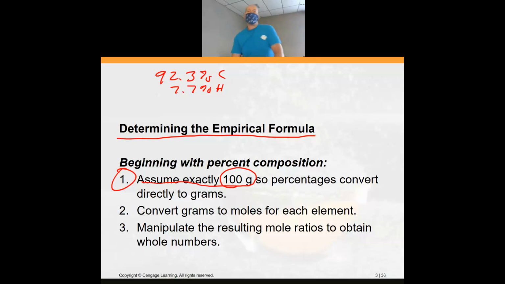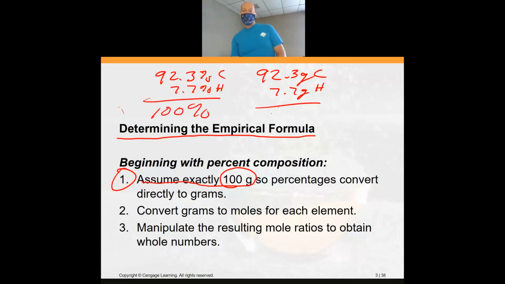Highly recommended that you assume 100 grams. Why? Because if we have a 100-gram sample and it's 92.3% carbon, then we have 92.3 grams of carbon. And we have 7.7 grams of hydrogen. So if you assume a 100-gram sample, your percentages are going to then be grams of that amount, because this is 100% and this is 100 grams, right?